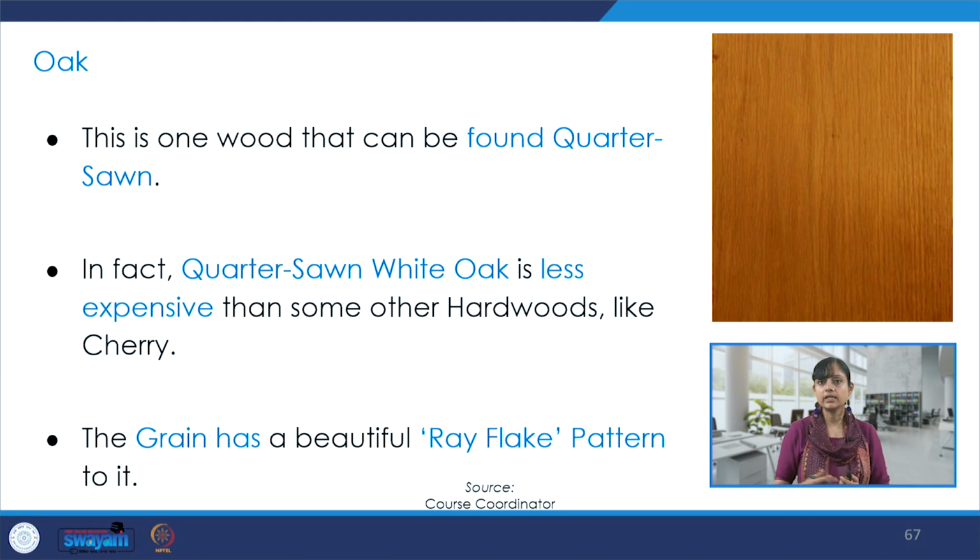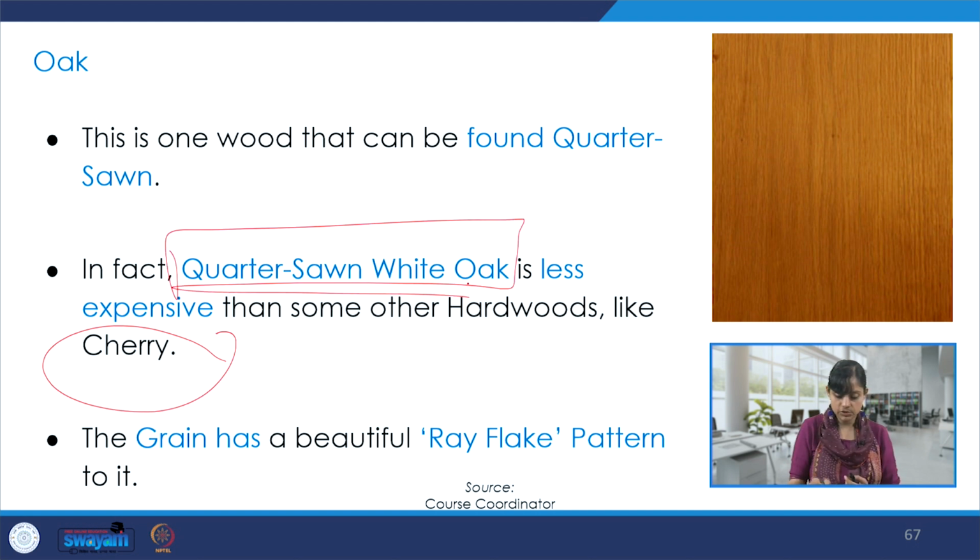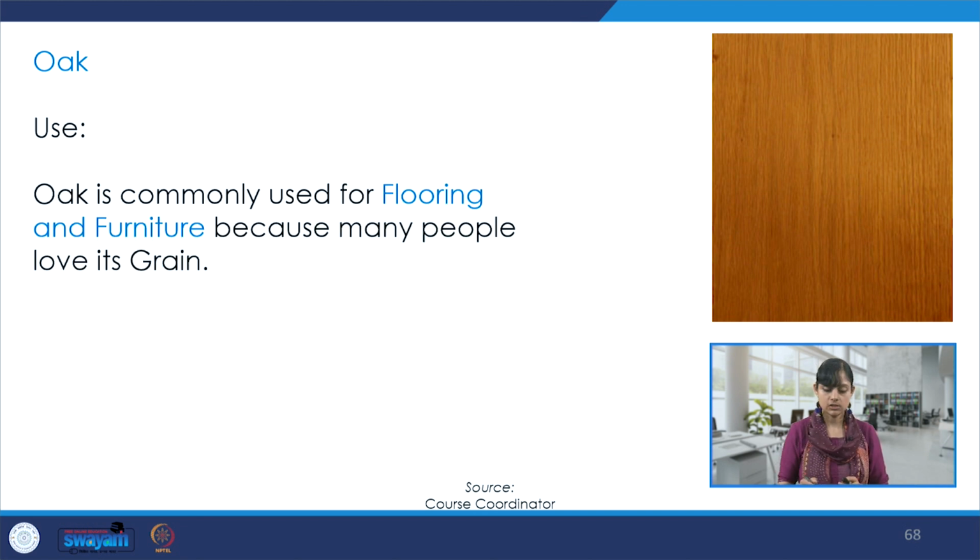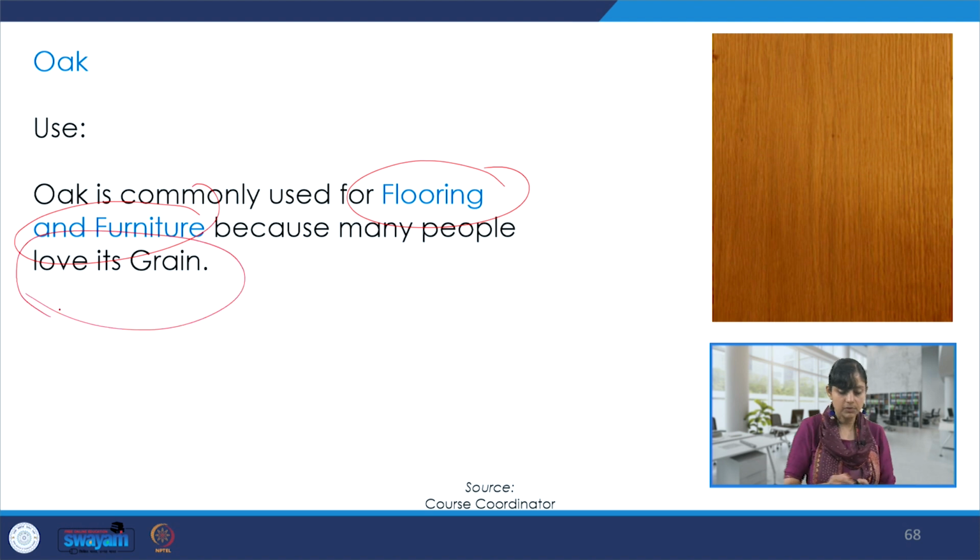This is one wood that can be found quarter sawn. We saw in the beginning plain sawn, quarter sawn, rift sawn. In fact, quarter sawn white oak is less expensive than some other hardwoods like cherry. So this is an advantage. The grain has a beautiful ray flake pattern to it, and therefore that is also capitalized on while designing. It's used for both flooring and furniture, and a lot of designers and clientele love this kind of timber because of its grain structure and appearance.